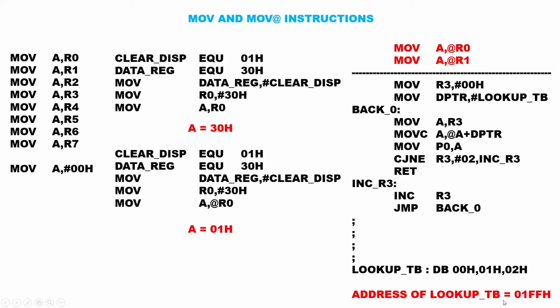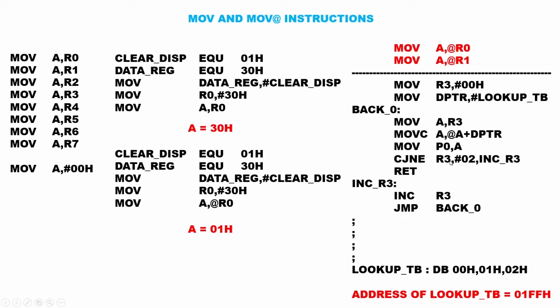So the address will be 01FFH, and the value of the first member of the lookup table will be moved to the accumulator. Here we can find the value of the first member of the lookup table is 00h. So the number 00h will be moved to the accumulator, and on this line we have moved the value of the accumulator to port 0. Here on this line we are comparing the value of R3 with 2 because we want to send 3 data, that is 00, 01 and 02, to port 0 by using the instruction compare jump not equal R3 comma #2 increment R3.